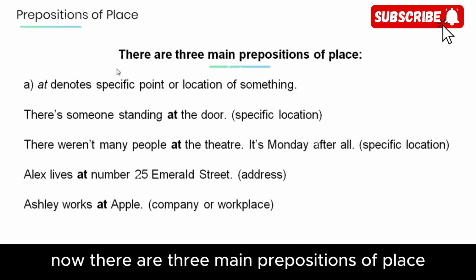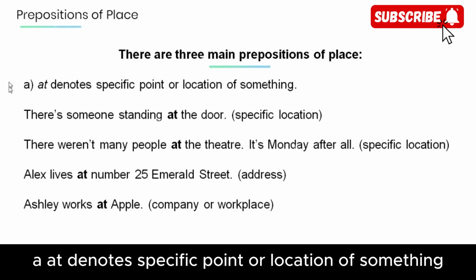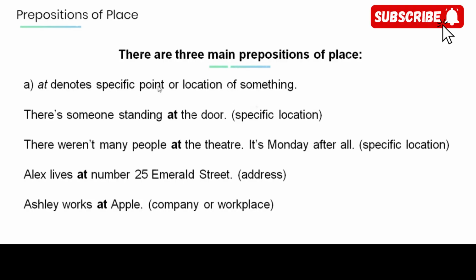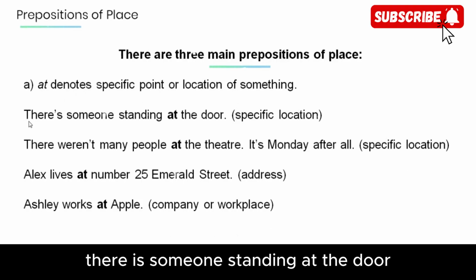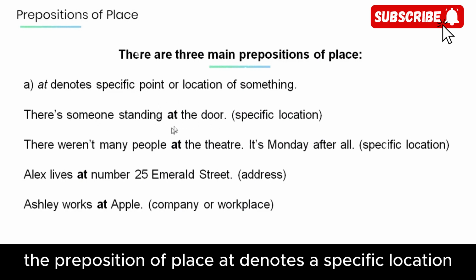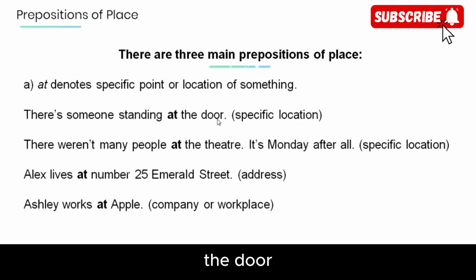Now there are 3 main prepositions of place. A. At denotes specific point or location of something. Have a look at the examples below. There is someone standing at the door. The preposition of place at denotes a specific location, the door.